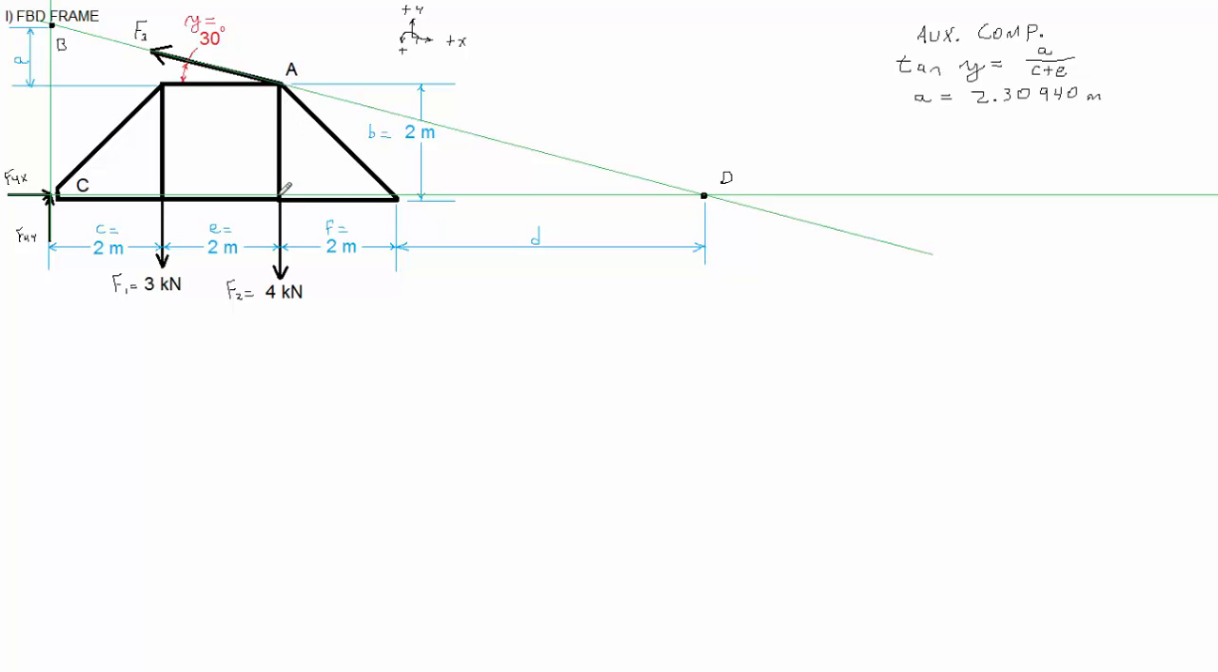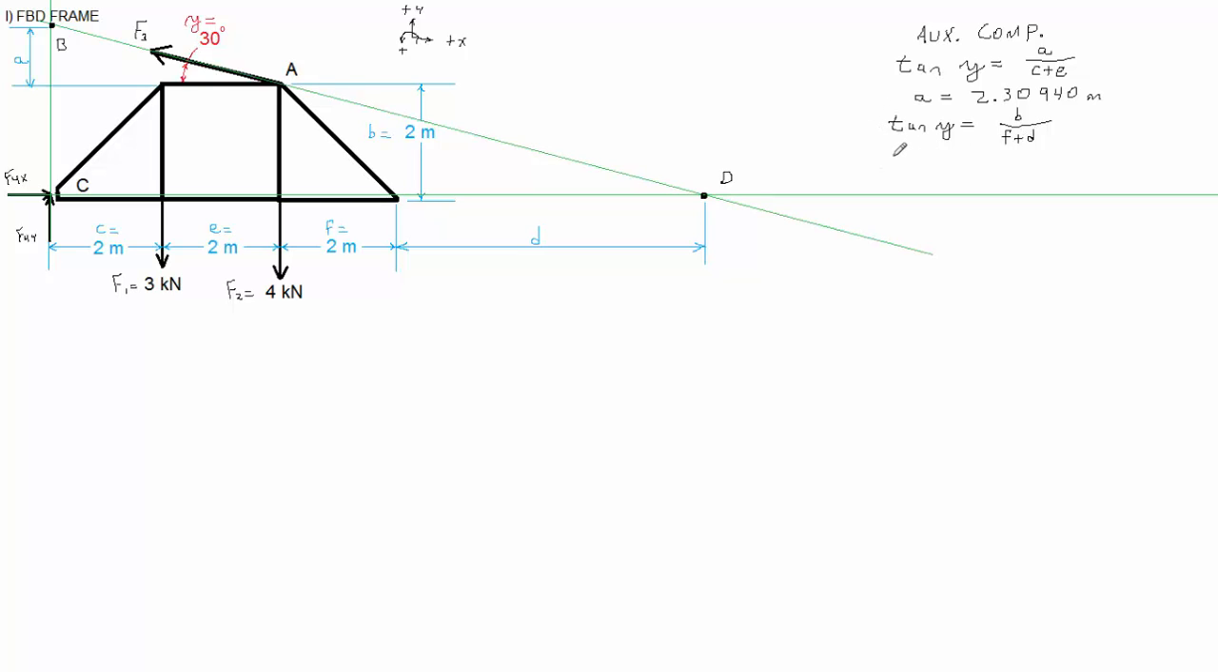Likewise, I have another triangle. Triangle A to this point to point D. That triangle still has a 30-degree angle here, and it has a height of 2 meters. Its base is unknown. Its base is 2 meters plus D. So I can say the tangent of gamma equals the opposite side, which is B, divided by the adjacent side, which is F plus D.